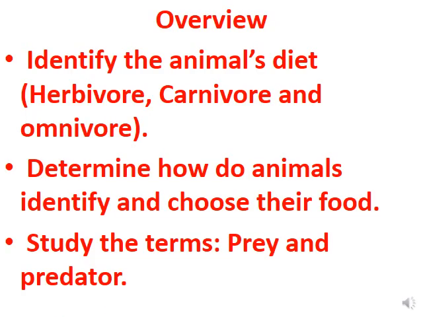So in this video, we identified the animal's diet: herbivores feed on food of plant origin, carnivores feed on food of animal origin, omnivores feed on both animal and plant. We determined how animals identify and choose their food using their senses and sense organs, and also we studied the different terms predator and prey.